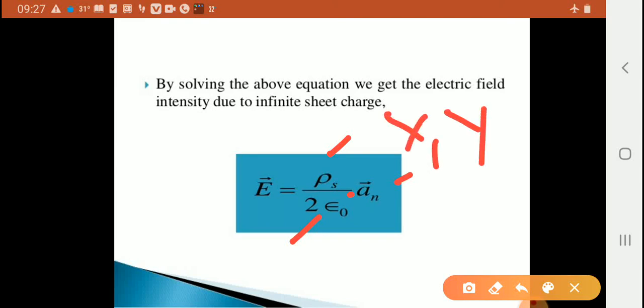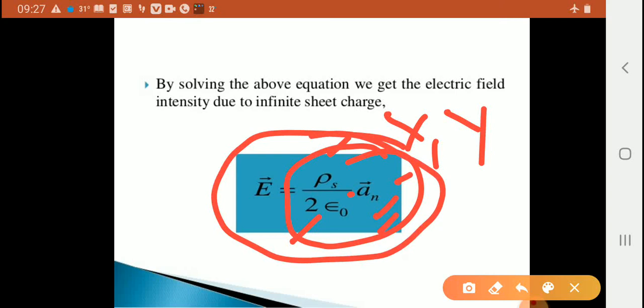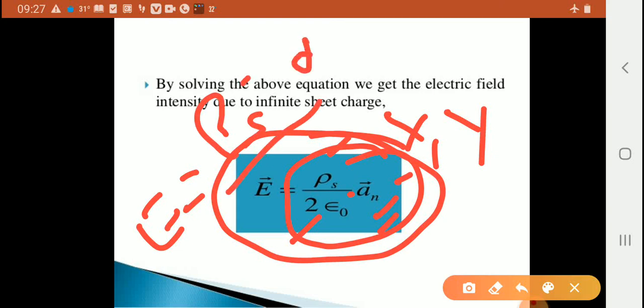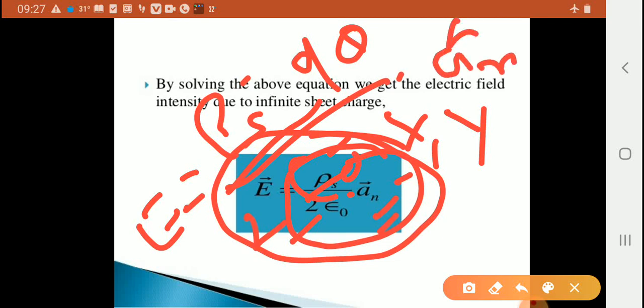If this point is below the xy plane, then this value gives the general form of electrical field intensity, E equal to rho s upon 2 epsilon 0 and unit vector an, and the unit vector with respect to the z direction, az.